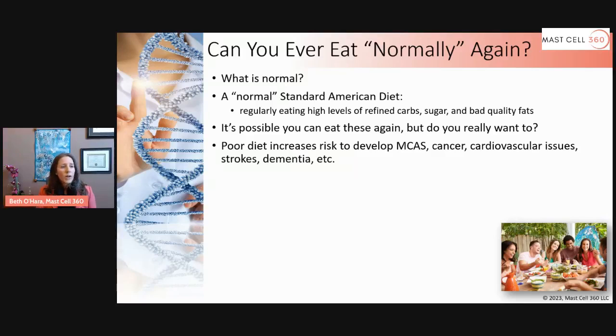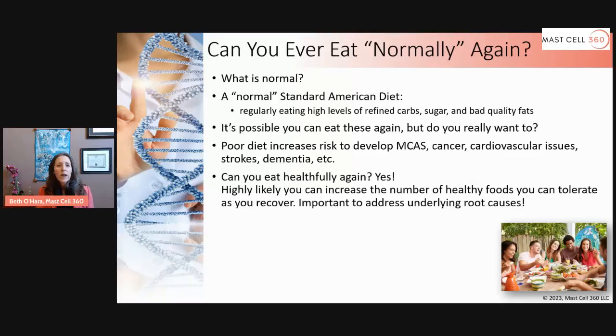Now, can you go back to eating healthfully again? Absolutely. It's really likely you can increase the number of healthy foods you can tolerate, and especially when you're addressing those underlying root triggers. So, can you eat like I showed you that I had for brunch? Most likely, yes, absolutely. Can you eat in restaurants again? Yes. Can you eat at family events again or social events with friends?